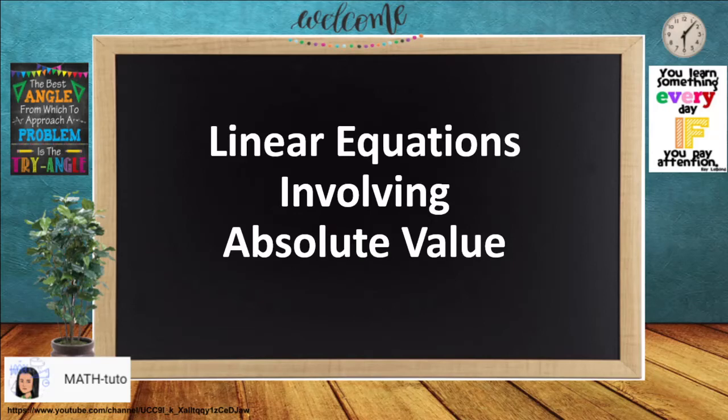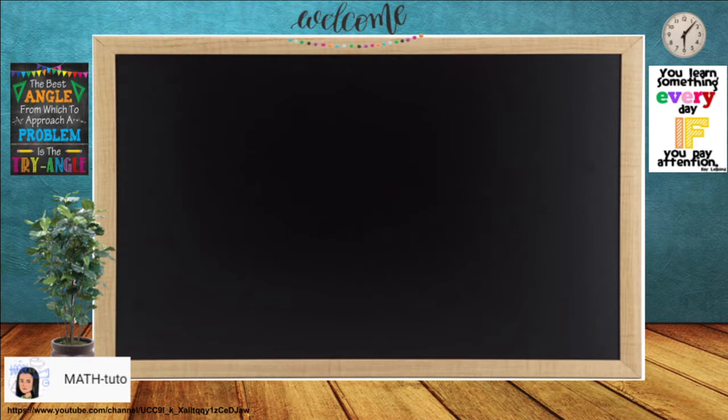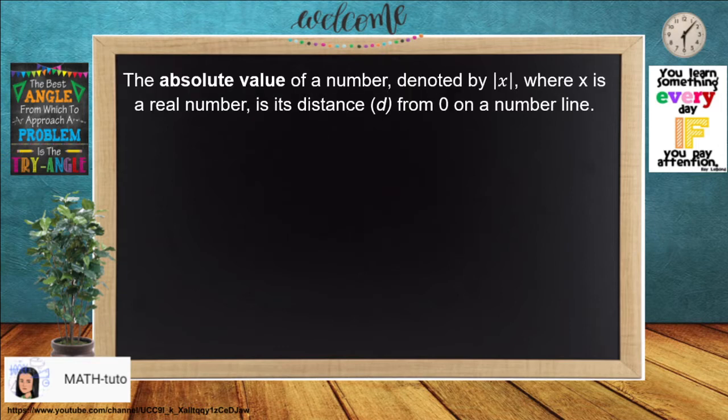Hello everyone! Okay, in this video, we are going to discuss linear equations involving absolute value. Okay, so let's recall what an absolute value is. The absolute value of a number, denoted by absolute value of x, where x is a real number, is its distance d from 0 on a number line. Let us show a number line.